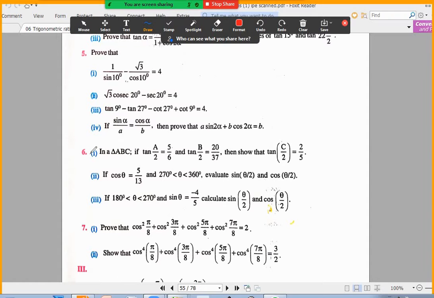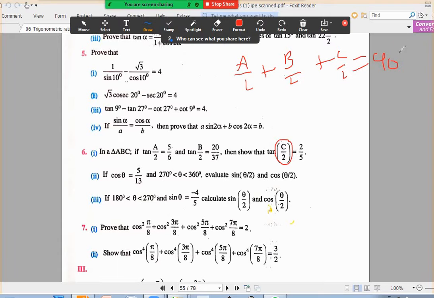Okay. Sir, sixth, Roman one, first one. Yeah, Roman one, I'll first give a hint. I'll write on the board. This C by 2, I know A plus B plus C is 180 degrees. So I can write A by 2 plus B by 2 plus C by 2 is 90 degrees. Then in the place of C by 2, what can I write? 90 degrees minus A by 2 plus B by 2.